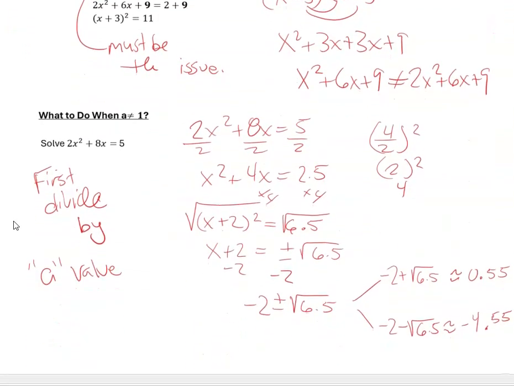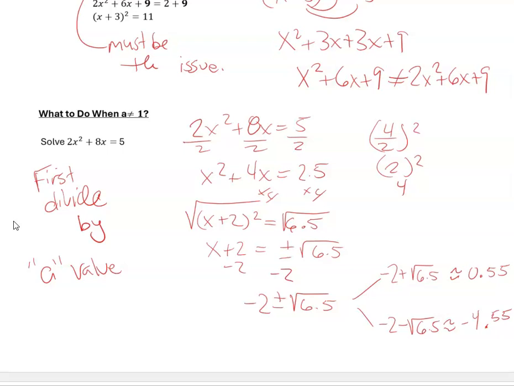So let's take a look at this problem right here. It says, what are we going to do when you have the equation 2x squared plus 8x equals 5, because a does not equal 1. So what you need to do is get rid of that a value. You need to make it into a 1. And the way you do that is by dividing by the a value. So here, you could divide by 2, 2, and 2 on all parts of this equation, and you end up getting to the place of x squared plus 4x equals 2.5.